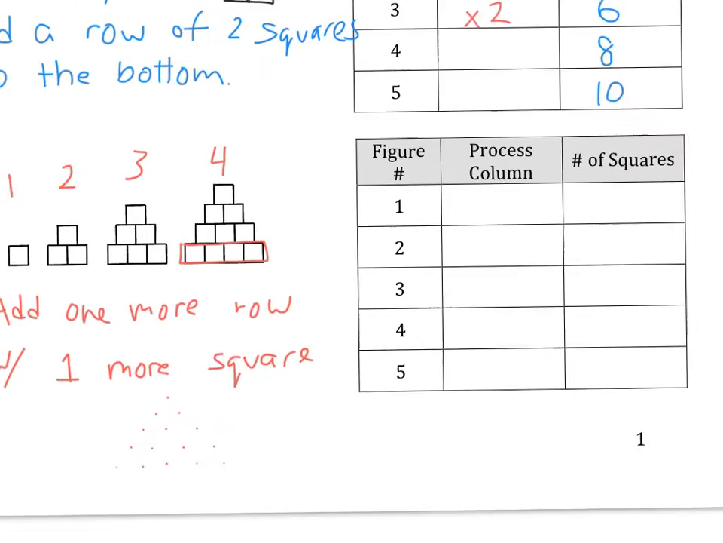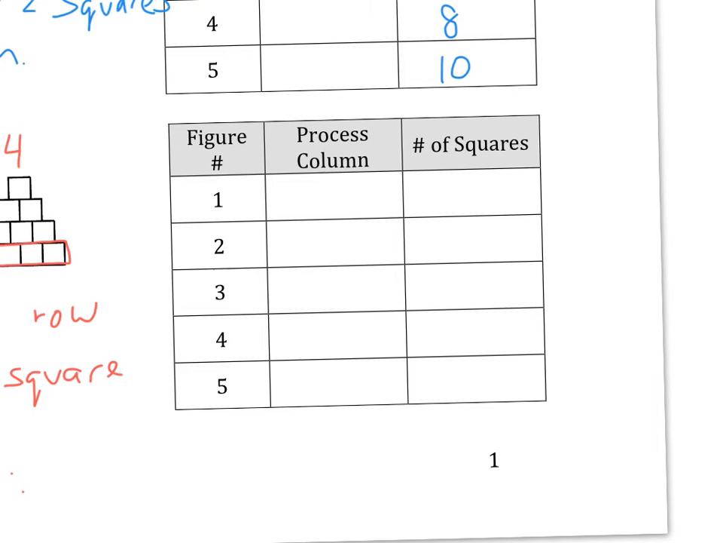Okay, now it's very easy to talk about figure 1 and figure 2 and figure 3 and the number of squares. The first figure just has 1 square. The next one has 3. The next one has 6, 10, and 15. This one's a little bit harder to talk about. But how do we get from here to there? How do we get from a 2 to a 3? How do I get from a 3 to a 6?